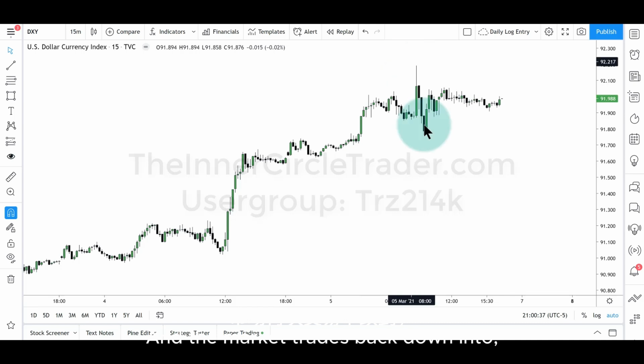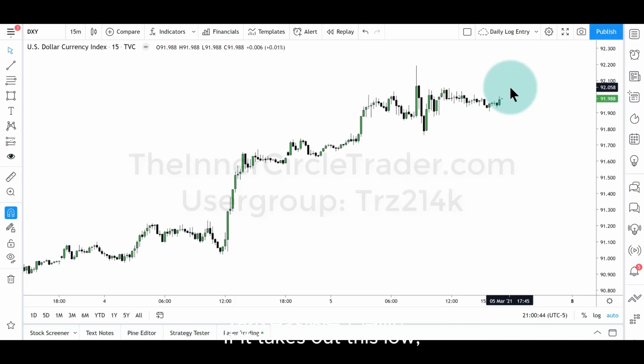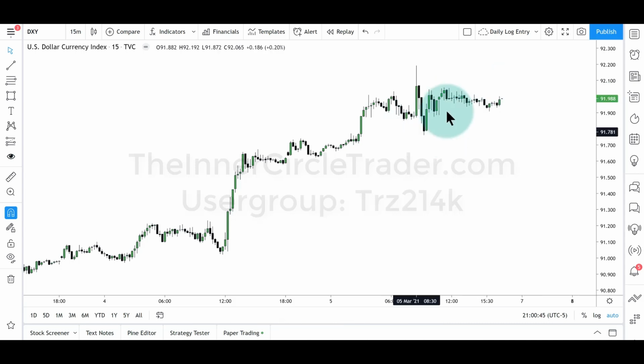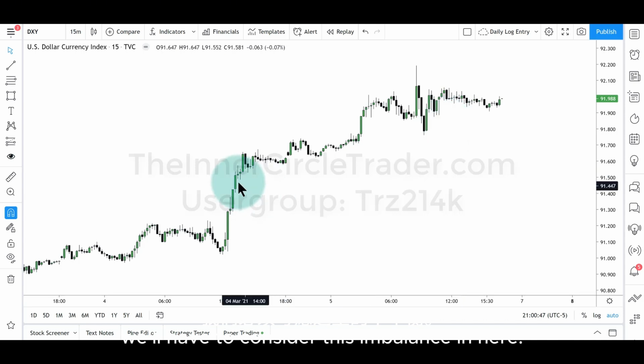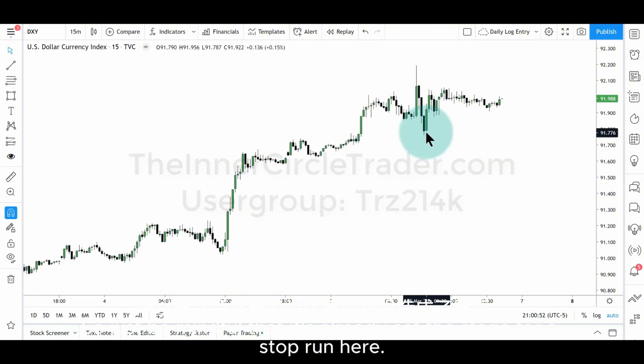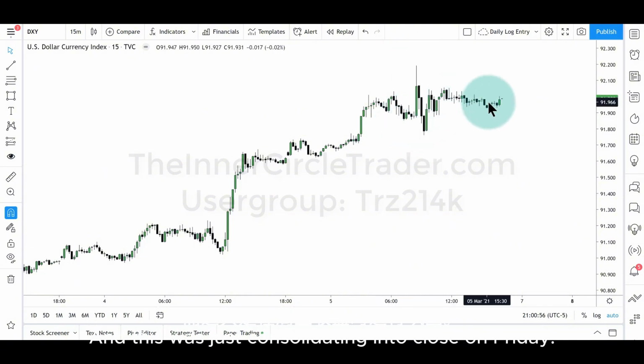Okay, and the market trades back down into, after non-farm payroll, the small little imbalance here. So we'll see if it wants to go higher. If it takes out this low, we'll have to consider this imbalance in here. Okay, so just be mindful that it's already set the stage for a stop run here, and this was just consolidating into close on Friday.